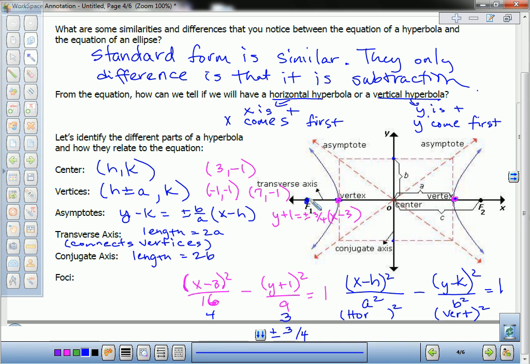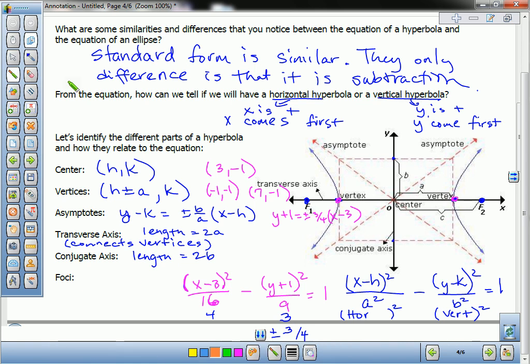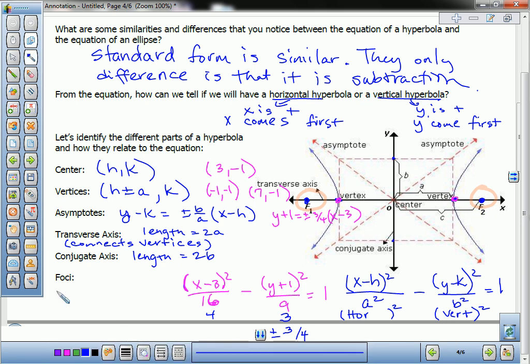Now, do you see how the foci are outside? They are outside of the box. It is further than A. With the ellipse, to find the foci, we said that C was the square root of A squared minus B squared. That's what pulled it inside. This one's going to be A squared plus B squared. That pushes it outside, which is where the foci lie. If we subtracted it, it would bring it in.